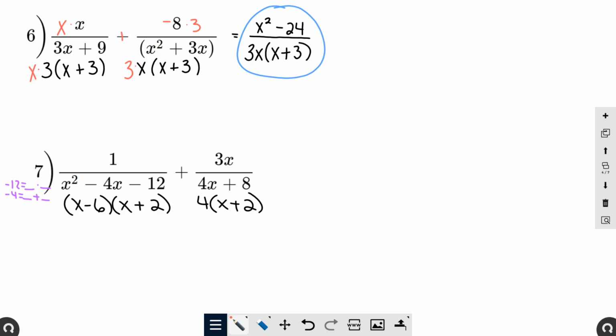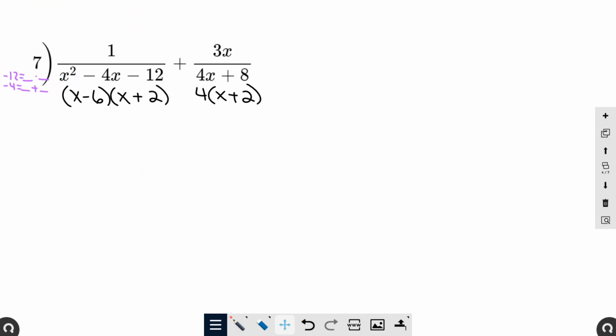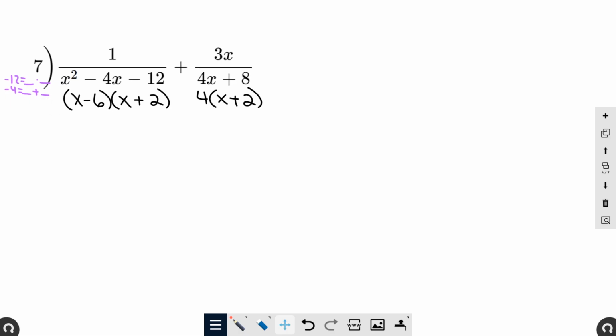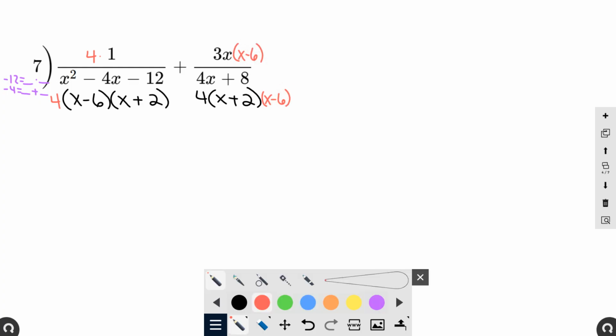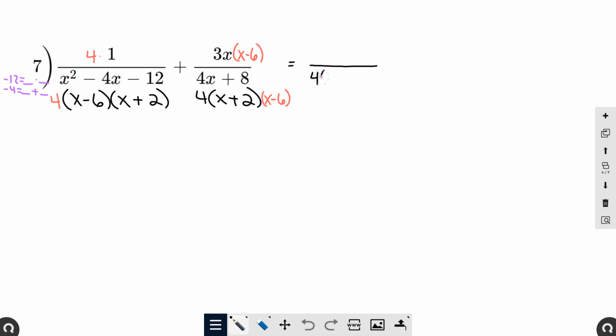Now change to your colored pencil now that they're all factored, and let's get them the same. So what does that first one need? A 4. And if you put it on the bottom, you've got to multiply it on the top. What does this one need? X minus 6. Now they have 3 pieces of info, and those 3 pieces are all the same. So our common denominator is 4, x plus 2, x minus 6.